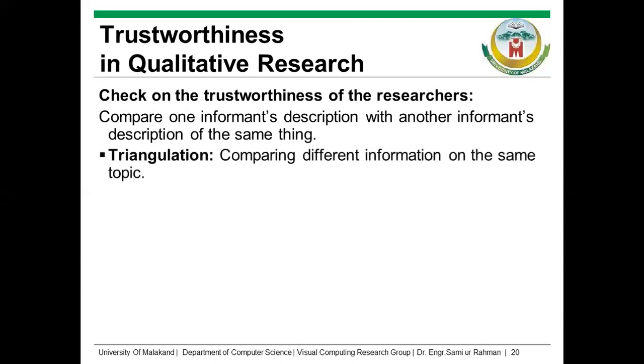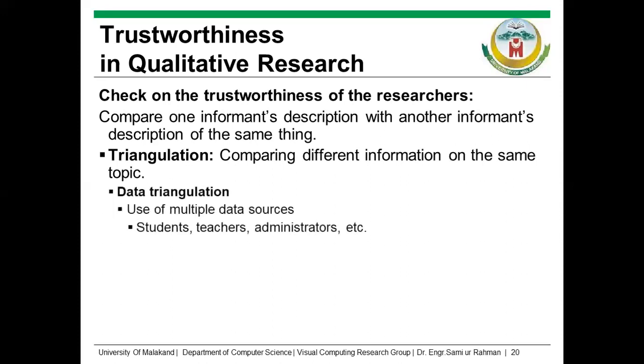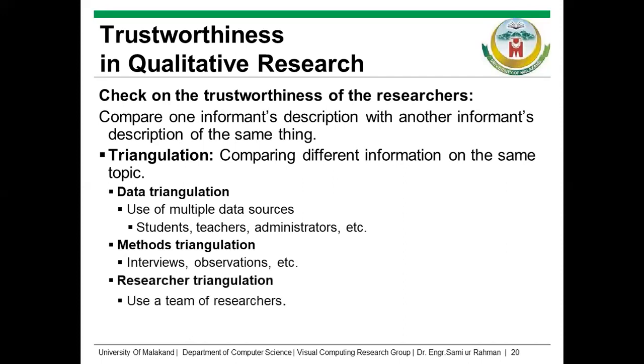So this is one of the weaknesses in qualitative research. Okay, triangulation: comparing different information on the same topic. Data triangulation: use of multiple data sources, such as students, teachers, and administration. In this case, we use different stakeholders to come up with a true reflection of a phenomenon. Methods of triangulation: interviews, observation, etc.